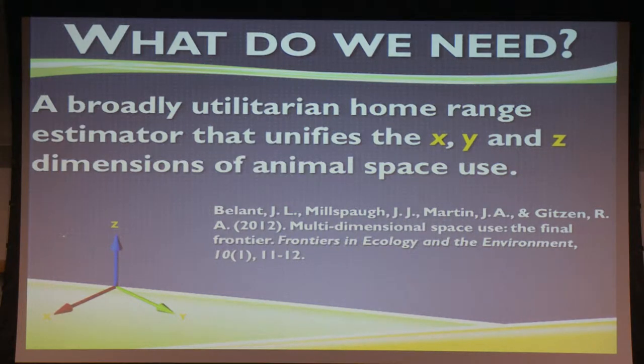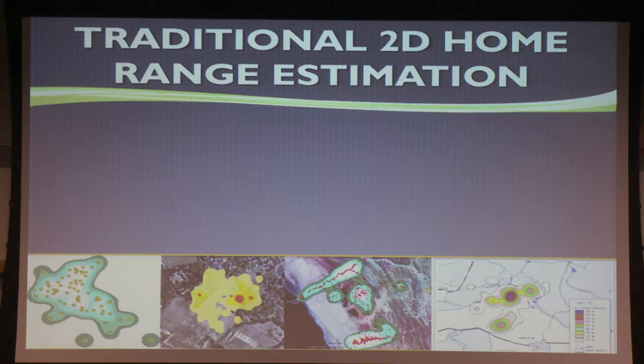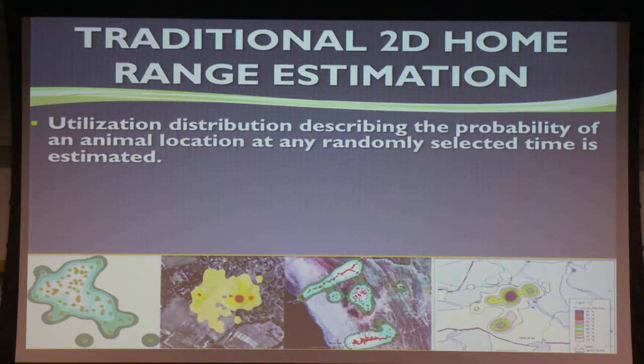Published this letter in Frontiers in Ecology and Environment, stating that multidimensional space use is the final frontier in animal ecology, and bemoaning the fact that we don't have three-dimensional home range estimators. So traditional 2D home range estimators typically use a utilization distribution to describe the probability of an animal location at any randomly selected point in time, right?